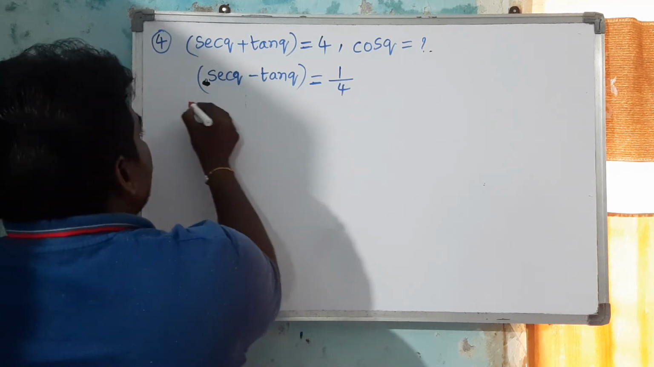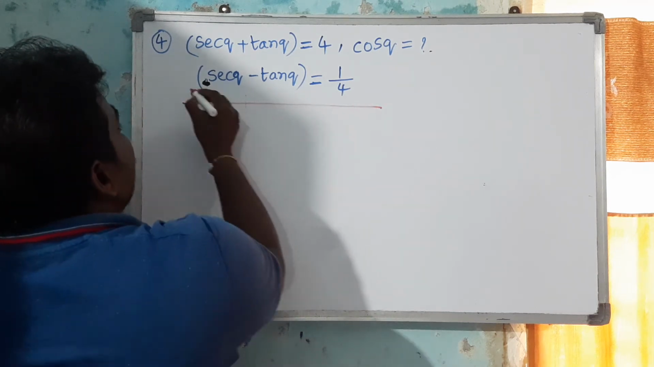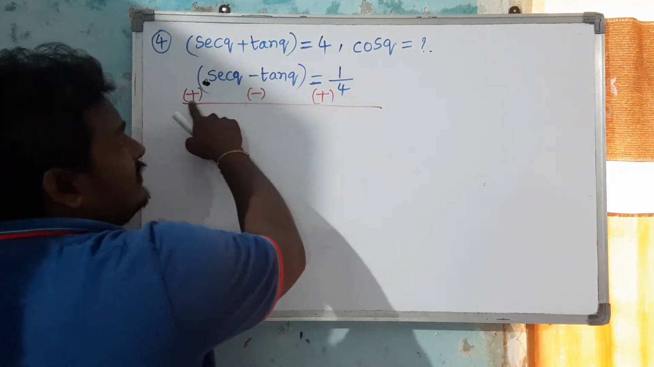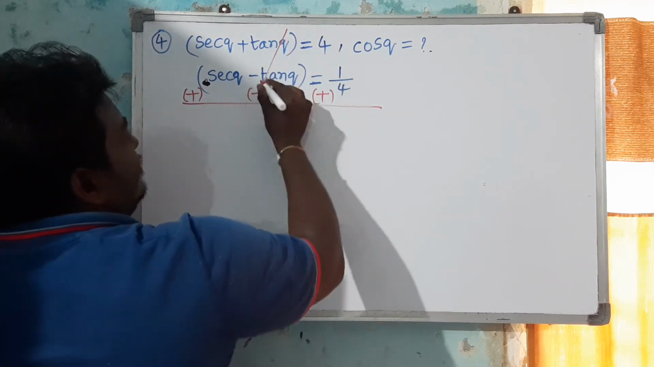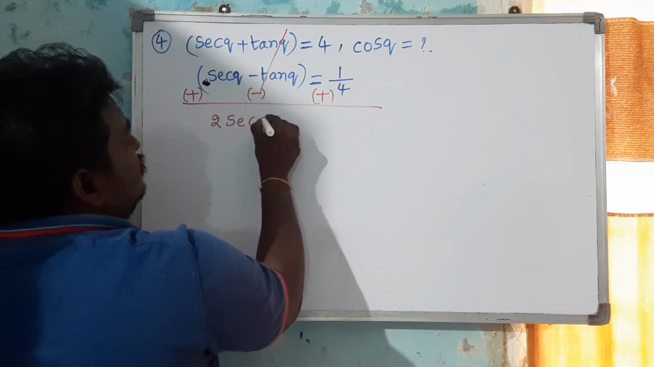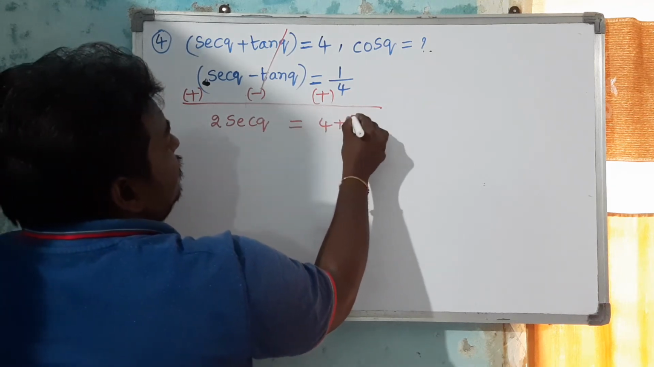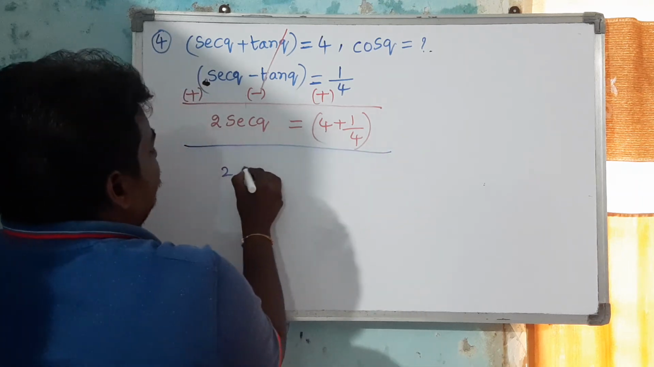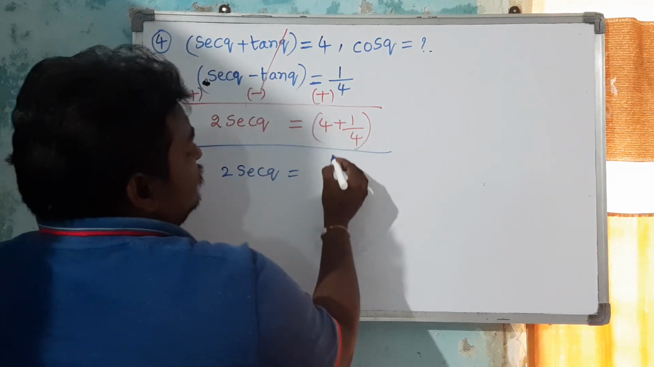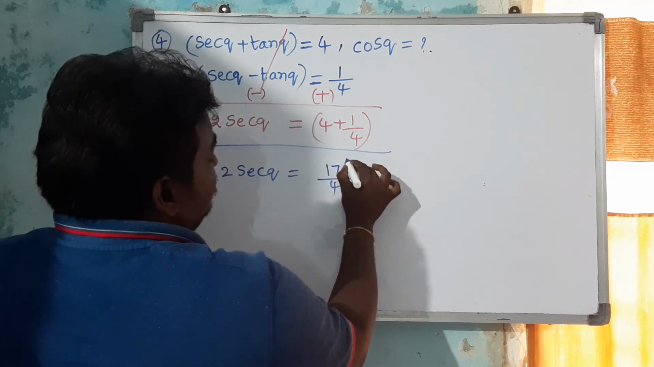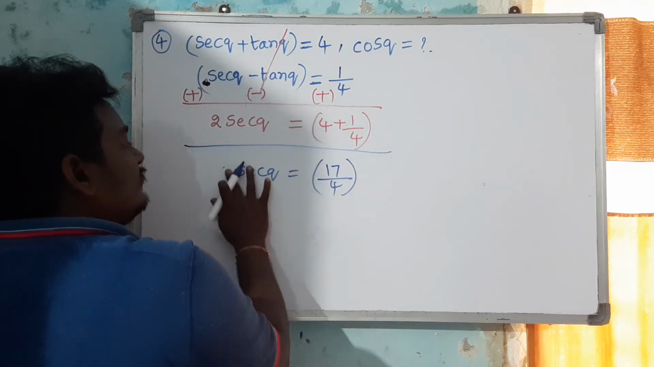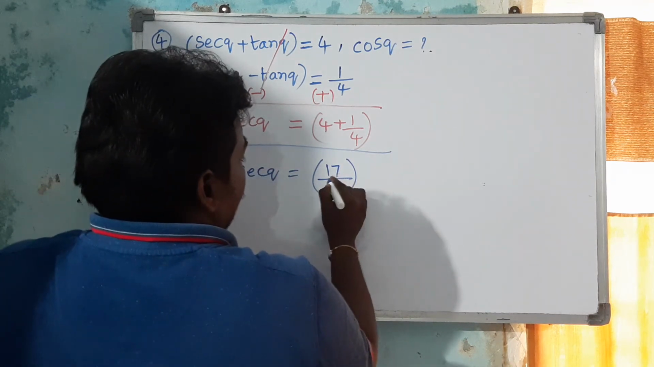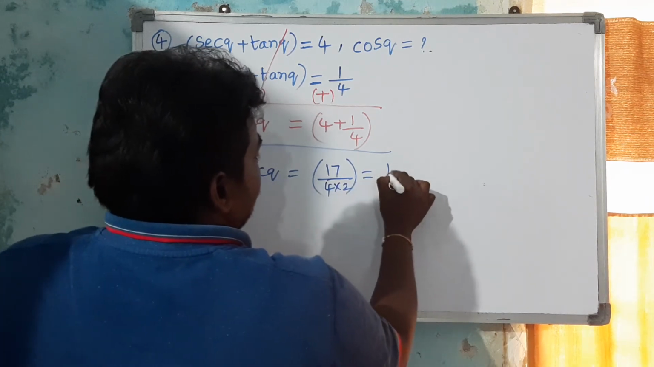That's it. So if you add these, the signs won't change here. Tan q cancels. Secant q plus secant q gives 2 secant q equals 4 plus 1 by 4. This 4 plus 1 by 4 is 16 plus 1, 17 by 4. What about secant q? This 2 goes to that side, so 17 by 4 into 2, which is 17 by 8.